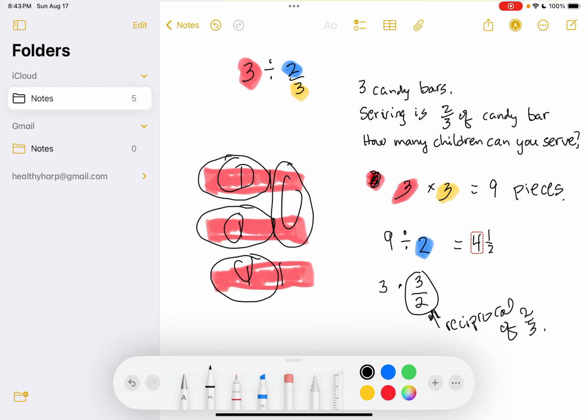Okay. And if I work it this way, I can think about that as 3/1. So 3 times 3 is 9. 1 times 2 is 2. And 9/2 is 4.5. Okie dokie.